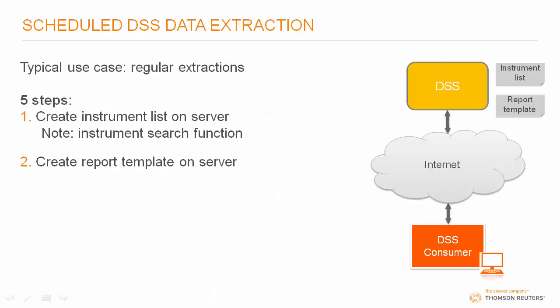After creating the instrument list and report template, the next step is defining an extraction schedule, which is saved on the DSS server. It can be executed one single time or run on a recurring basis. It can be triggered at a specific time or by data availability, like at market close or after data corrections are available. The schedule must refer to an existing instrument list and reports template. Combinations are of course possible. Several schedules can be defined for the same instrument list and the same or differing reports template.